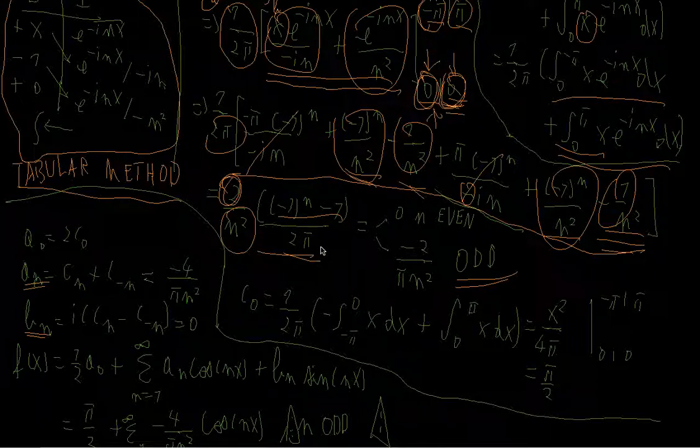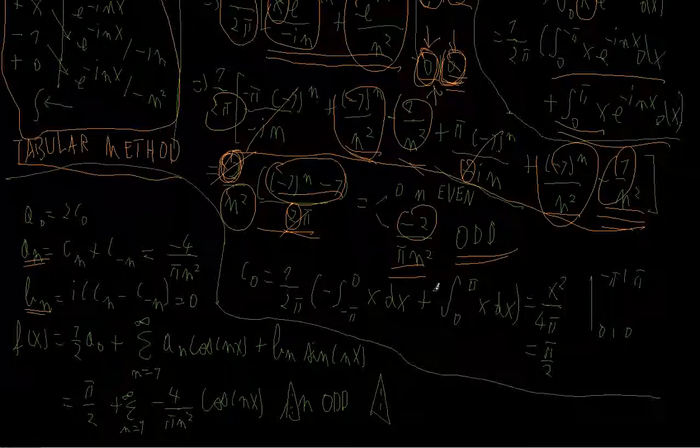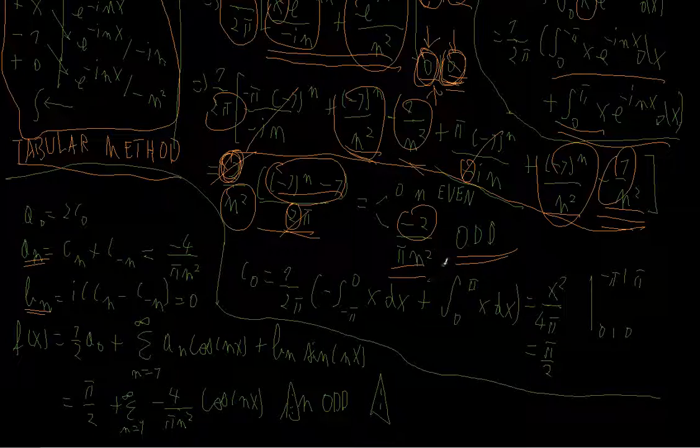So I get minus 2 over pi n squared. I have a 2 here in the denominator and the 2 here, so it cancels out, and we're left with the minus 2 in this case, so we get this minus 2 over pi n squared. And now again, if n is equal to 0, we divide by 0, so we need to evaluate that separately, so we do c sub 0, and it's the same thing.